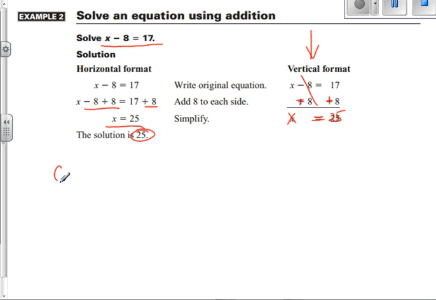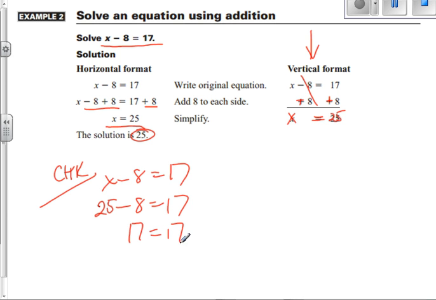So now we need to do our check. Okay? So I have x minus 8 is equal to 17. Now I do my substitution: 25 minus 8 is 17, and 17 is equal to 17. My solution checks out. Therefore, I know that my x is correct.